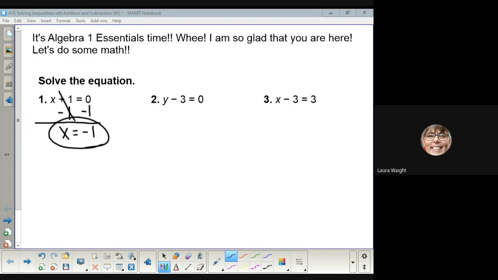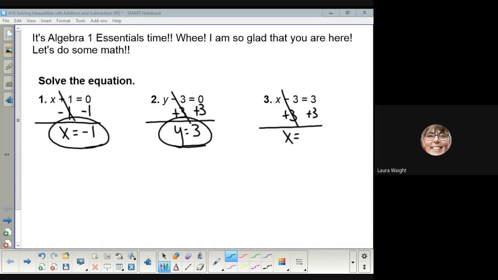Over here at number 2, the y is kind of by itself already, but we've got to get rid of a negative 3. In order to get rid of a negative 3, we're going to have to add a 3. Make sure we do that to both sides. That creates this cancellation, and y equals 0 plus 3, or 3, and that one is solved because the y is by itself. And then the last one, we have x minus 3. You're going to add 3 to both sides, create this cancellation, and x equals 6 is your final answer.